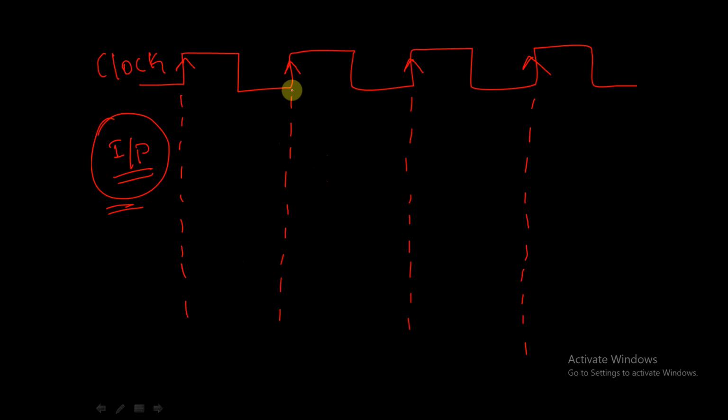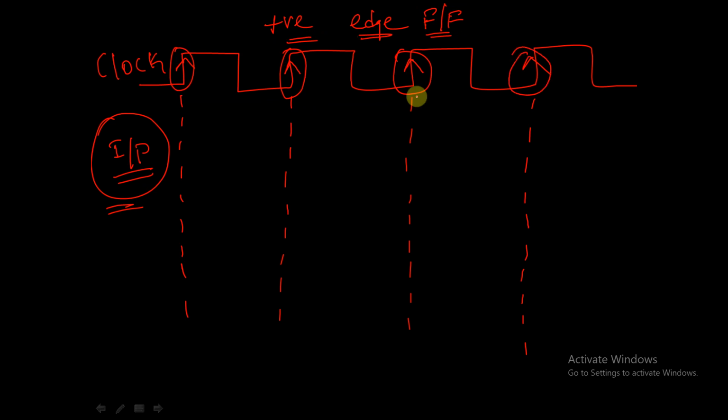So where are the sampling events? So these are the sampling events. I'm considering a positive edge flip flop, and I'm giving the input to my positive edge flip flop. So what is the requirement? The input should be applied before the sampling event. So these are my sampling events, right? So where should I apply the input? Simply, I should apply the input before the sampling event, right?